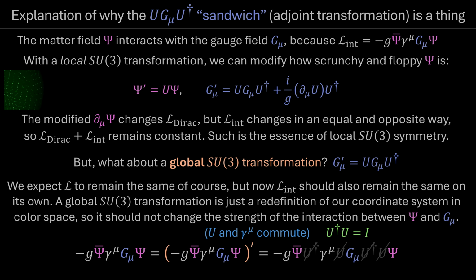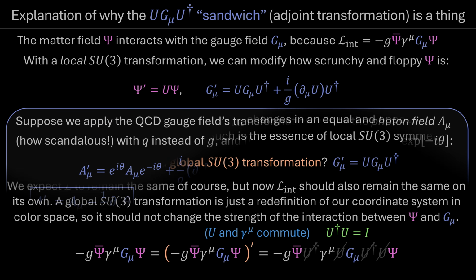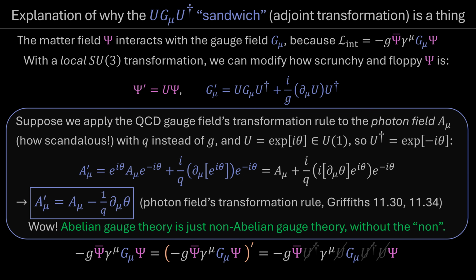So when you see the U dagger sandwich, think of that as something that clicks into the psi bar U dagger on the left and the U psi on the right. You see what I mean? Now, one of the themes that we've run into is that the strong force is basically just electromagnetism, but with the U1 replaced with SU3.